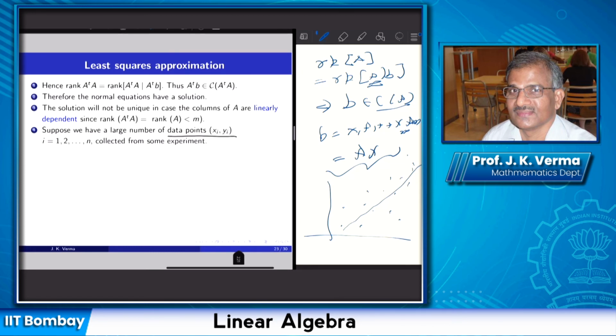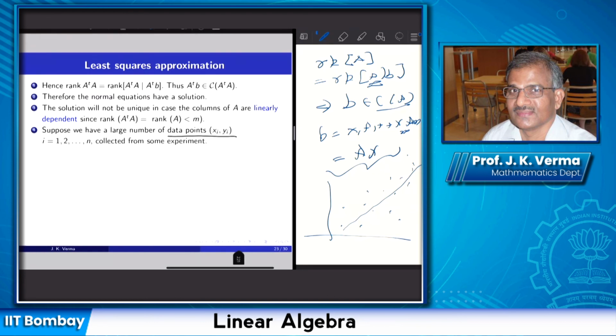That means the line which, in a sense which I will derive accurately, has the errors minimized. We want to pick a straight line which best fits the data. So how do we do that?